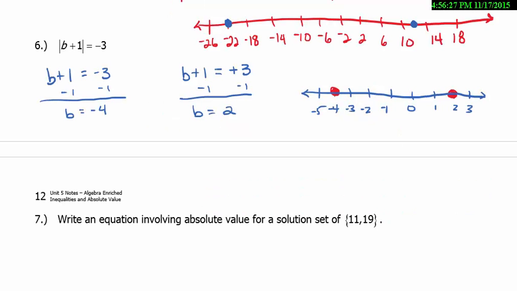Okay, let's check your answer to number 6. Make sure that you have both the negative and the positive case, and that would give you equals negative 3 as well as equals positive 3. When you go through and solve, you get b equals negative 4. You also get b equals 2. And on a number line, if you're going to graph that solution set, you should see a point at negative 4 as well as 2.